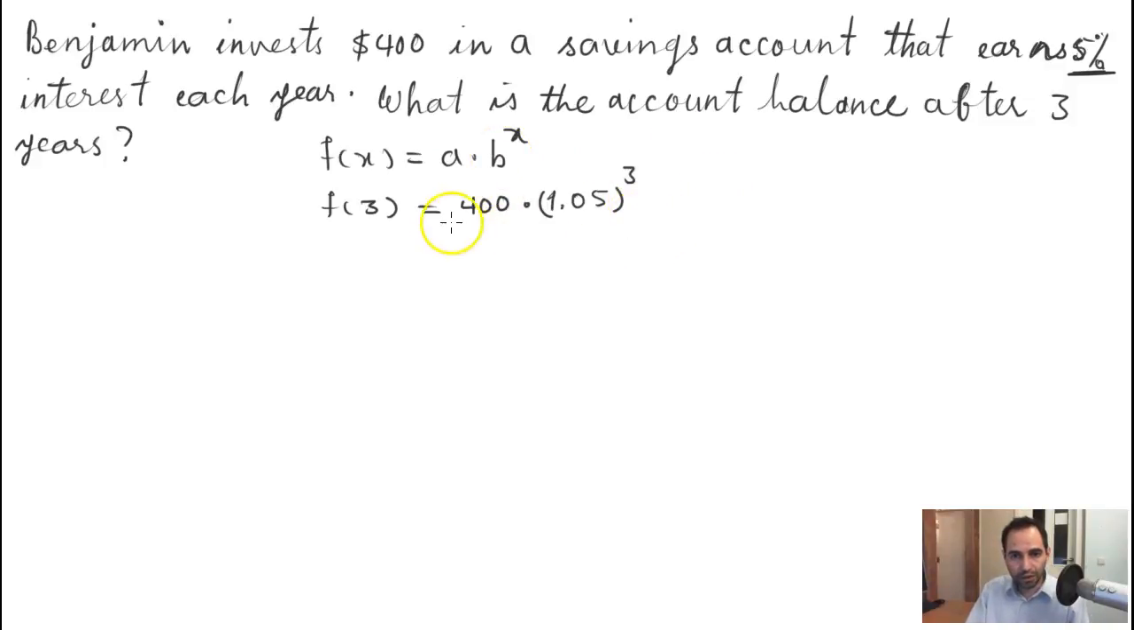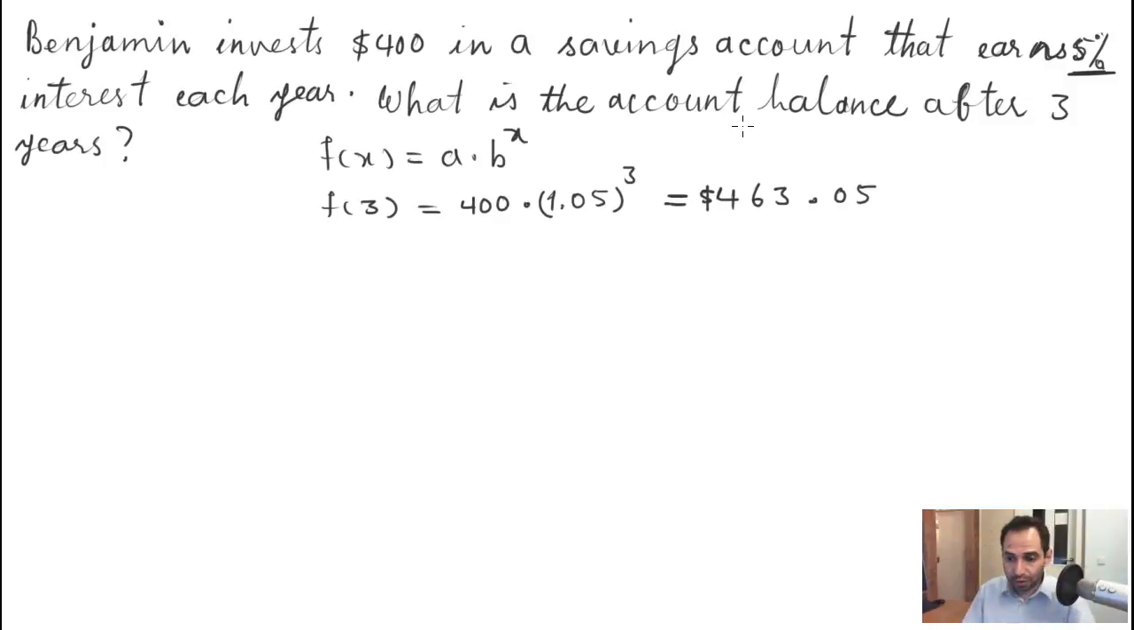This will be the balance of the account after 3 years, and that's basically 400 times, I need to get a calculator, a desktop calculator. So this is going to be exactly equal to $463.05. But this is using the formula.